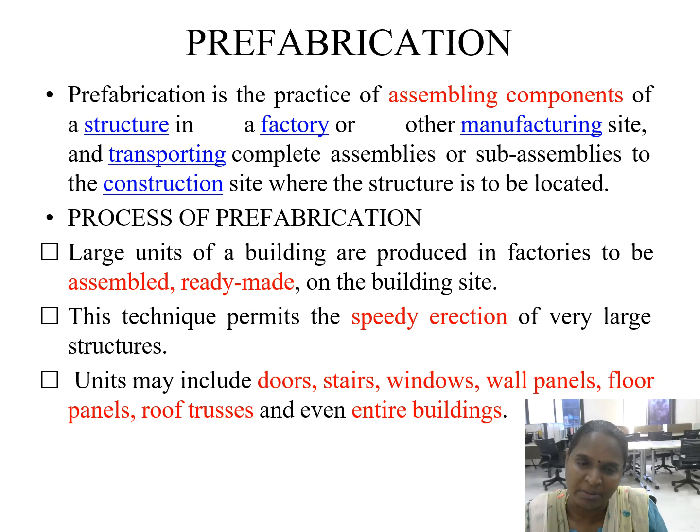So these are some of the processes of prefabrication. One is we can make large units of buildings produced in factories to be assembled ready-made on the building site, and this technique permits the speedy erection of very large structures. Units may include doors, stairs, windows, wall panels, floor panels, roof trusses, and even entire buildings also.